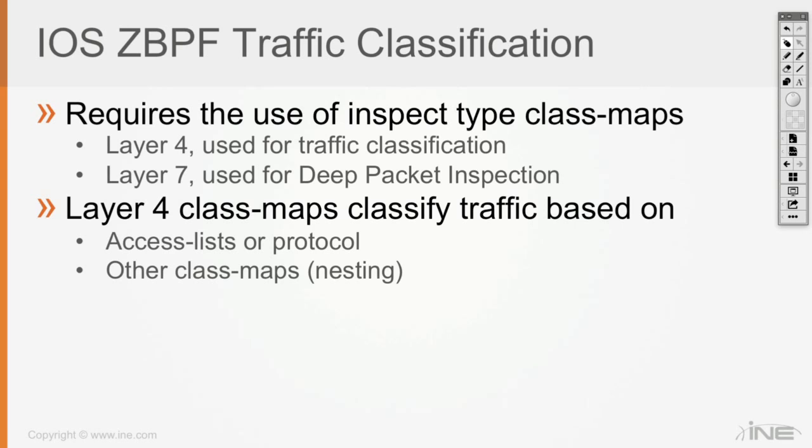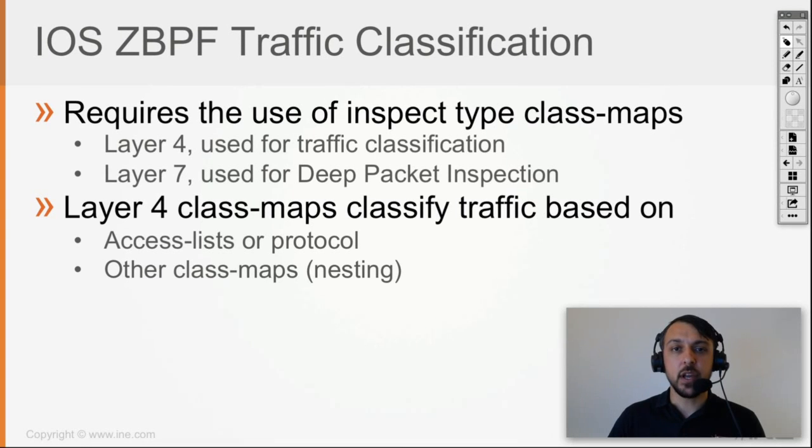The other option is to include other class maps in a class map, because this is a hierarchical configuration. Within a class map, you can match on the traffic by saying match access-group or match protocol, or you can also say match class-map, because you can do class map nesting. That's for scalability reasons.